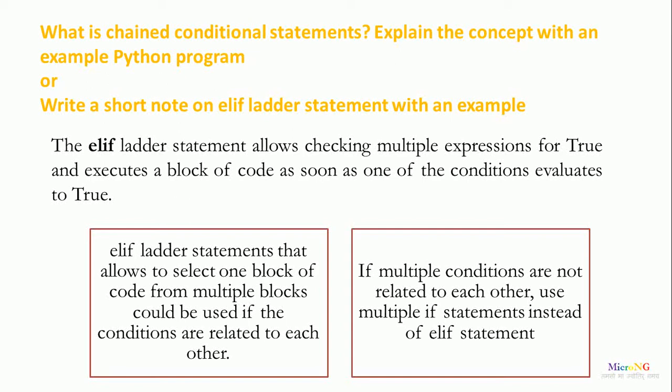The elif ladder statement, which allows us to select one block of code from multiple blocks, could be used if the conditions are related to each other. If multiple conditions are not related to each other, use multiple if statements instead of an elif ladder statement. Thus, elif ladder statements will be suitable only if we have such correlated conditions. Depending on those conditions, only one block is executed.